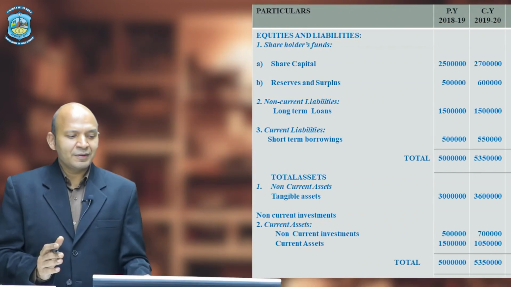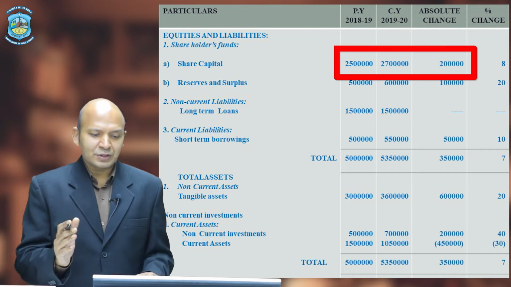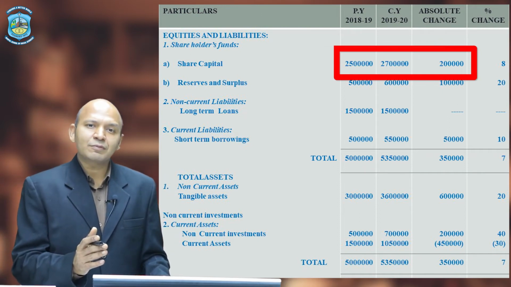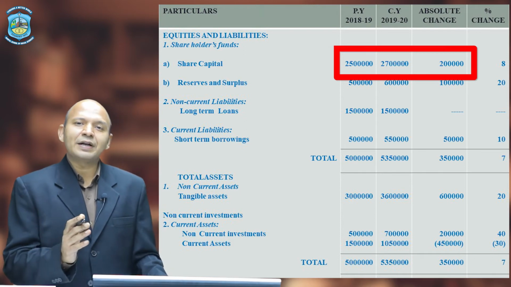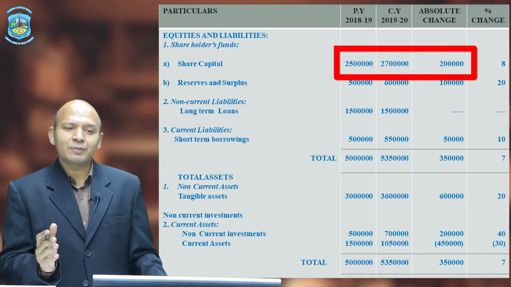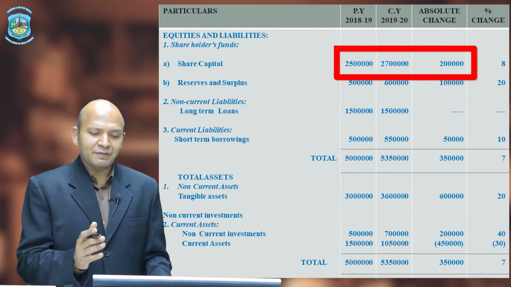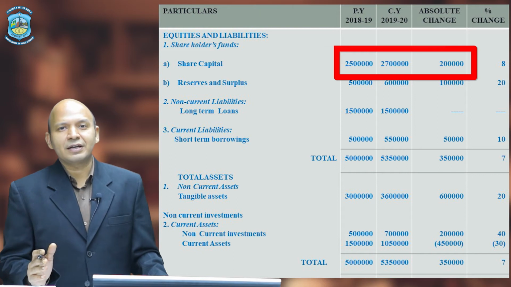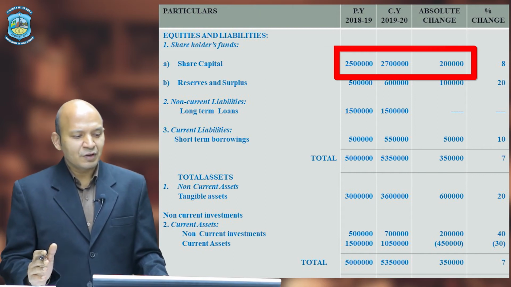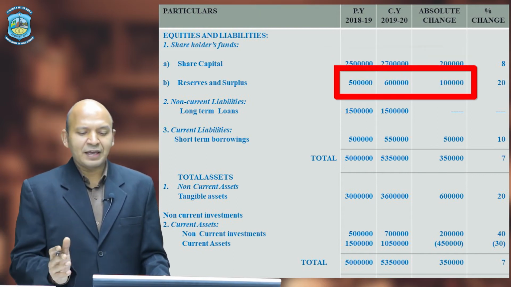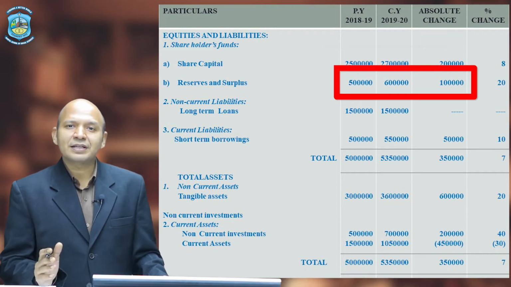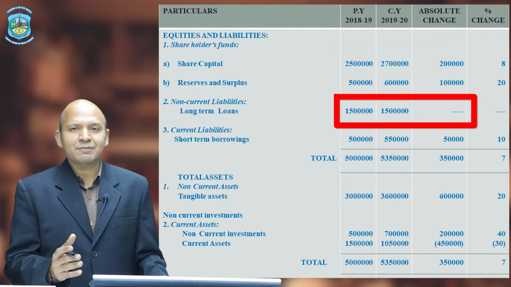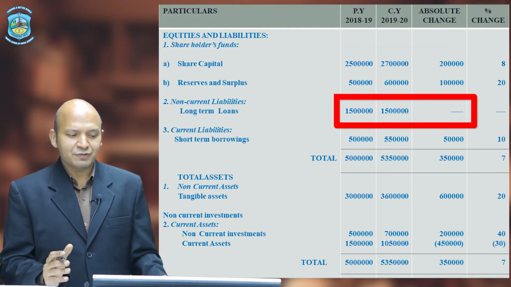If you could see, share capital for the year 2019-20 was 27 lakhs and for the year 2018-19 it was 25 lakhs. So absolute change will be 27 lakhs minus 25 lakhs. The difference amount is what we have recorded in the absolute change column. For reserves and surplus, in the same way we have calculated, the difference amount is 1 lakh. Long-term loans, both the years the amount is same, so we do not have any absolute change figure.